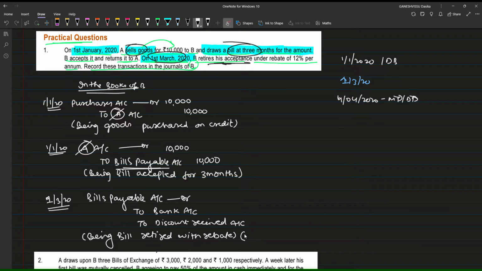What is the amount of rebate? The bill amount is 10,000, and for 1 month we are going to discharge it early, because the amount has been paid 1 month before. What is the amount of discount? 12% per annum, so directly 1% for 1 month is sufficient. 10,000 into 1% is 100 rupees. So 10,000 minus 100, 9,900, is the amount which he is going to pay, the discount he receives is 100, and 10,000 is the amount of the bill. This is how you can write in the journals of B.